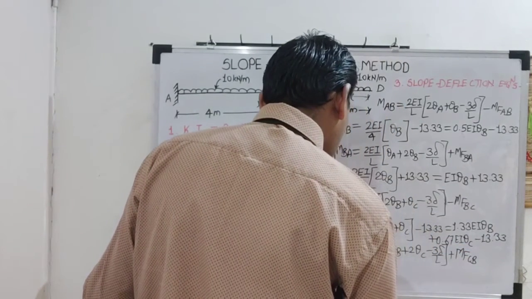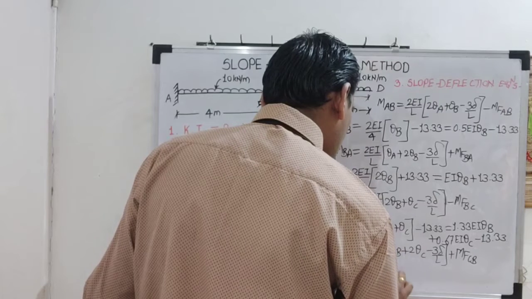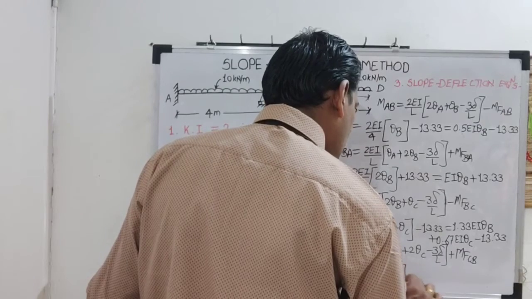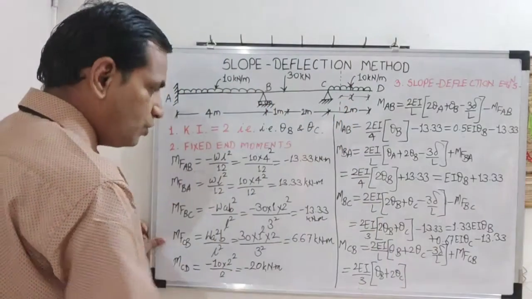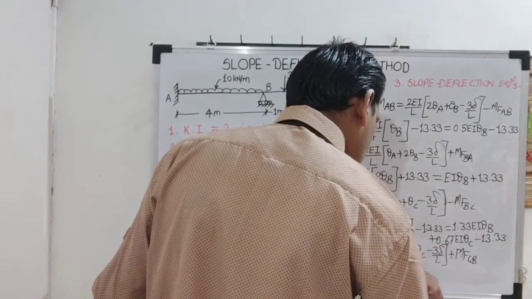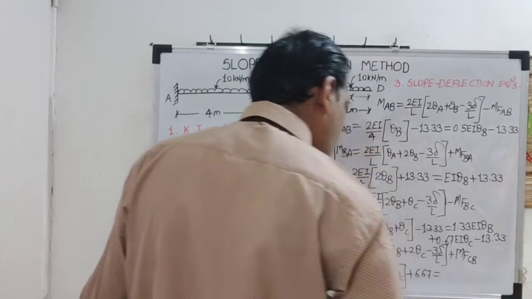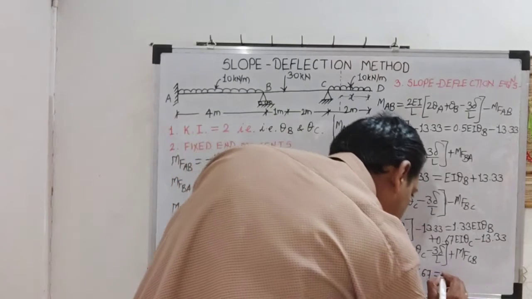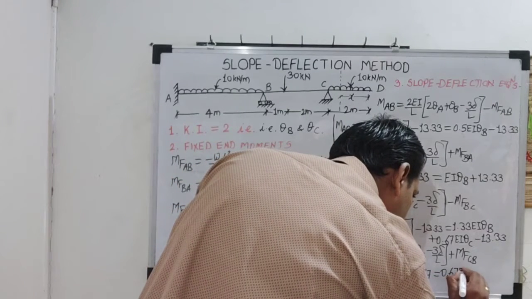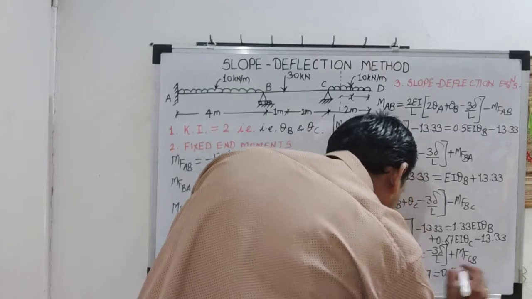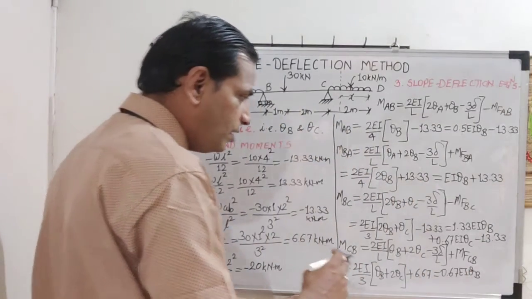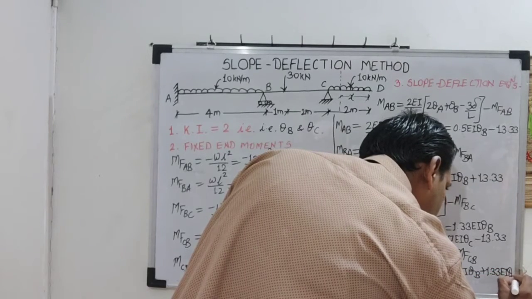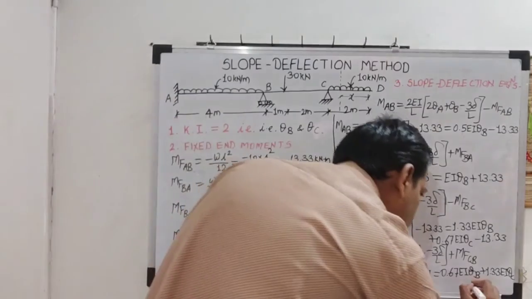So again substitute the appropriate values. So 2EI by 3 into bracket theta B plus 2 theta C. What is MFCB? Please see, 6.67. So simplify this. It will be 2 by 3, which means 0.67. So 0.67 EI theta B. Then 2 into 2, 4. 4 by 3 is 1.33. So 1.33 EI theta C. And the last term is plus 6.67.